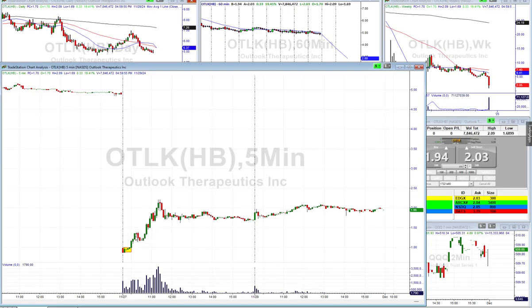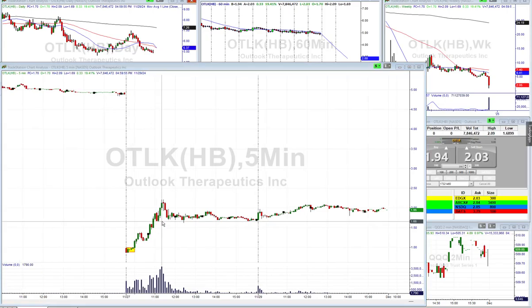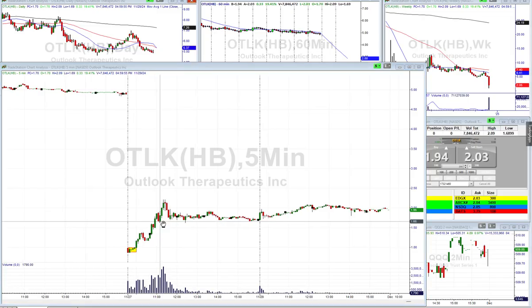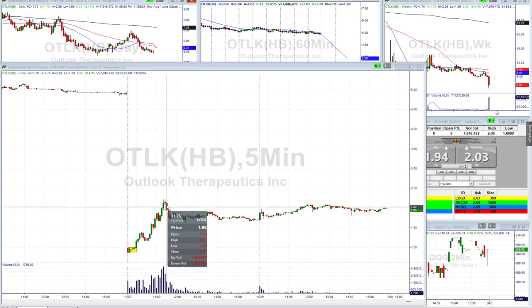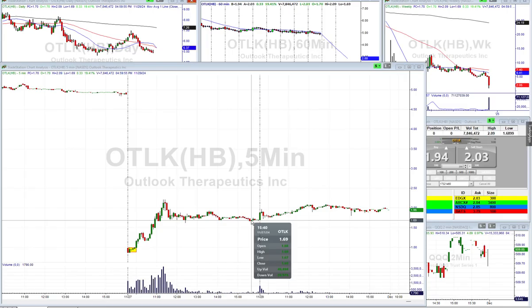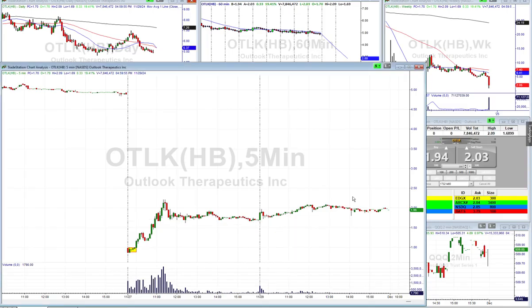And then, if you traded this right around here, you stayed in this trade until at least 1.66, because that would be the 5 minute bar. If you trailed this, the exit would have been 1.66, and the stock closed right there at 1.66. And the next day it went up a little bit also. So that was the OTLK strategy.